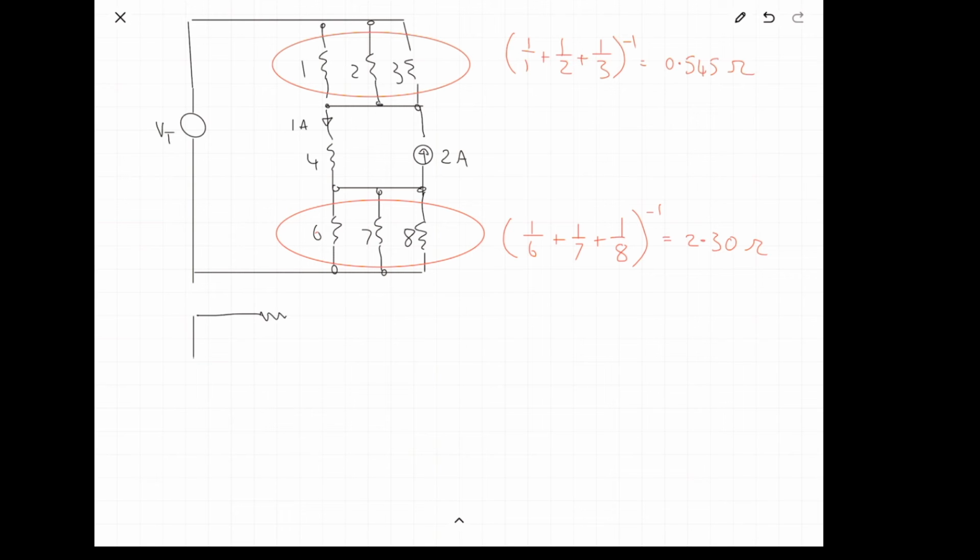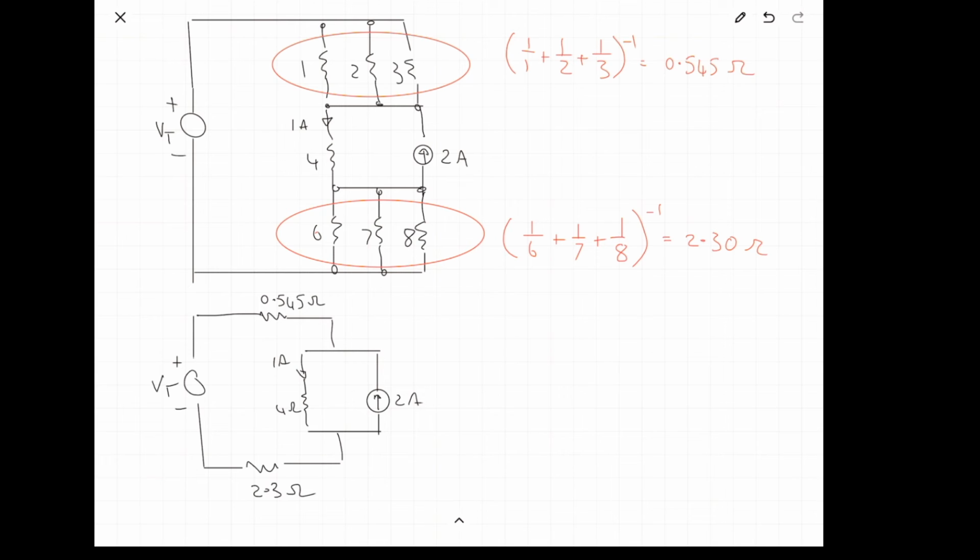Now I'll redraw the circuit, adding in that simplification. I'll draw the resistor up here rather than vertical. We have 0.545 ohms. We have 1 amp, 4 ohms, and 2.3 ohms. Oh, I forgot the plus minus on the VT.